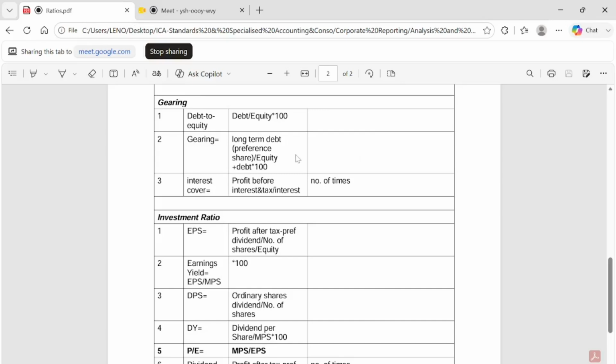So you have long-term debt, plus preference shares, long-term debt in brackets with preference shares, all divided by equity plus your debt. Okay, so here all you have to look out for is the total long-term debt of the company, all divided by the equity plus the long-term debt. So for this one, you are looking for the total equity of the company, both shareholders' funds and the long-term loan combined, all divided by what?